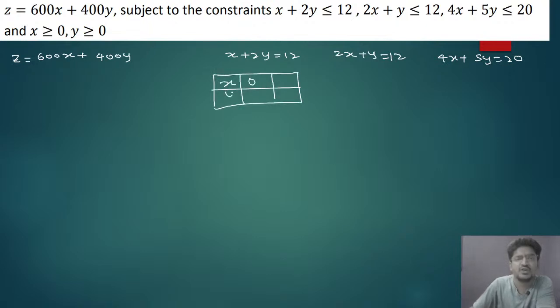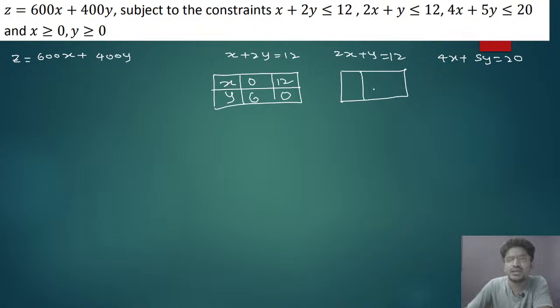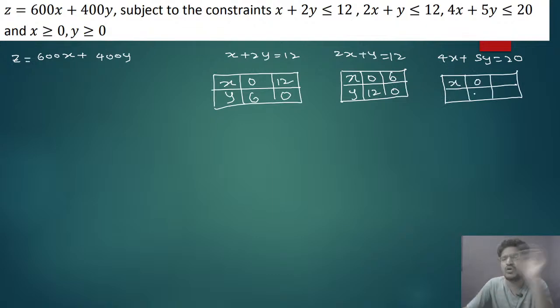So here x is 0, y is 6; y is 0, x is 12. You can see that if I put x is 0, y will be 6. If I put y is 0, x will be 12. In the same way, for the second line, if x is 0, y is 12. If y is 0, x is 6. For the third one, if you simplify and take x equal to 0, y will be 4. If y is 0, x will be 5. Okay, so these are the three boxes.